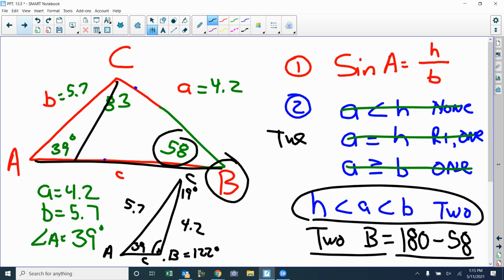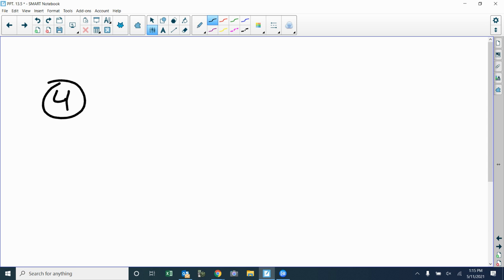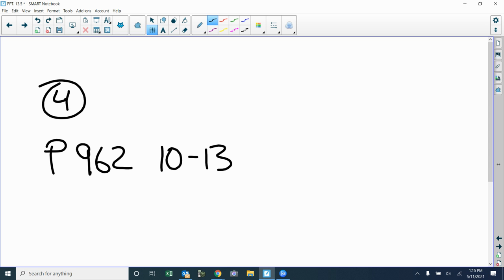Okay. You have 4 problems to do. That's it, just 4 problems. That is on page 962, and it is 10 through 13. Now, I want you to have some success, so I'm going to tell you how many triangles go with each one. You get that? But I hope that you still go through the process and help yourself figure it out, because that's the hard part.